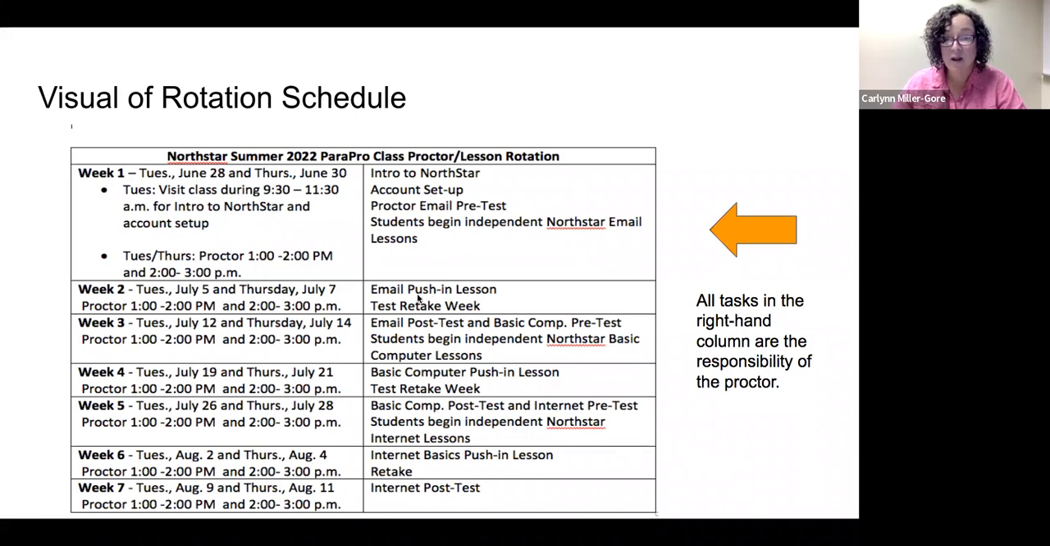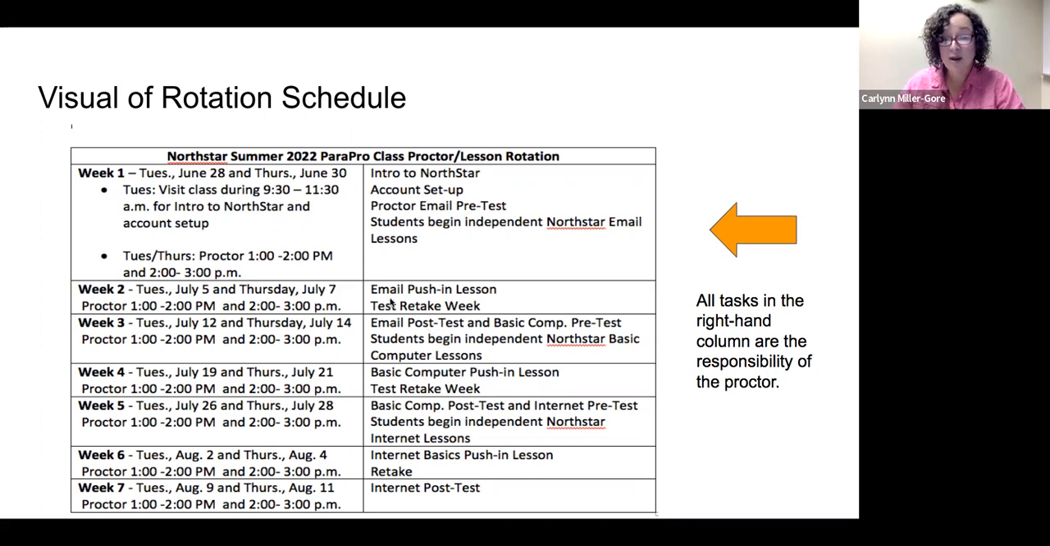And then the following week, they would have that push-in, that customized lesson based on how they did on the pretest. And this particular session, we decided to actually offer testing every week. We found we were offering students an opportunity to test if they missed it or if they needed to retake it for some technical issue. So we ended up just offering that each week.